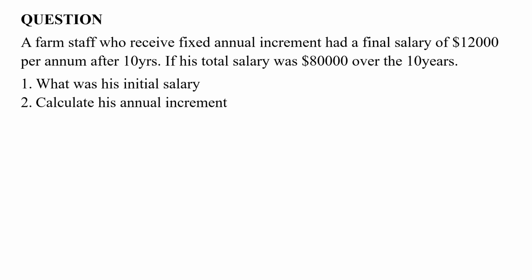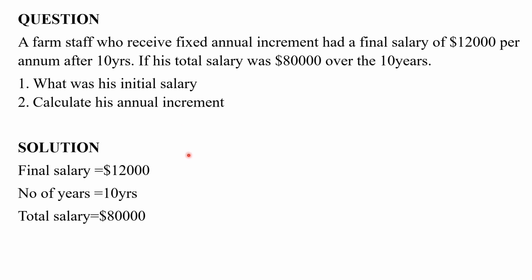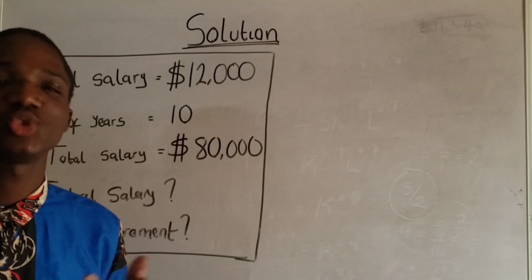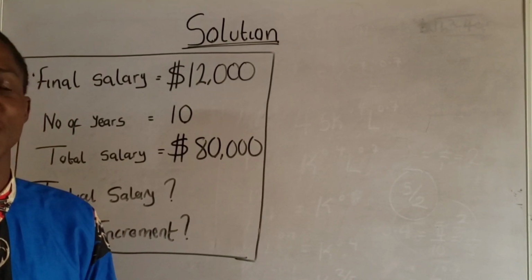Now let's start by listing the parameters that they gave us. They gave us that the final salary of this man is $12,000 and the total number of years is 10. The total salary that he received from the first year to the 10th year is $80,000. This question is drawn from the arithmetic progression in our basic mathematics.